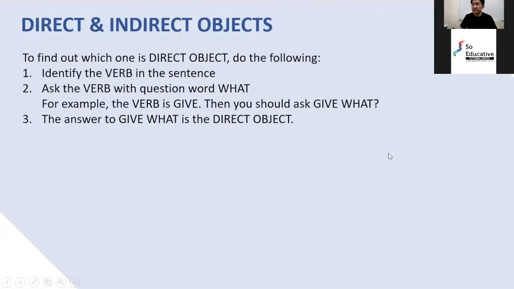All right. Now, in order for us to be able to identify which one is the direct object, we need to be able to do the following 3 steps. So listen carefully, okay? And pay attention here so you can do it later. Number 1, you need to identify which one is the verb. Now, what is a verb? A verb is an action word.